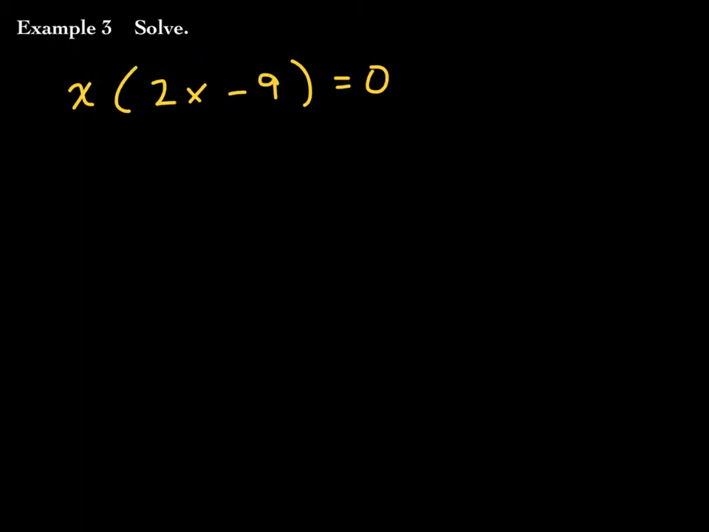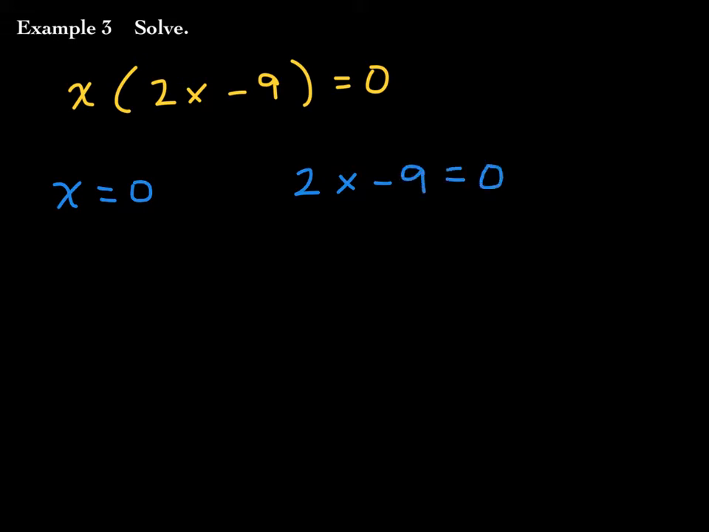x times 2x minus 9 is equal to 0. Now, it must be clear to us that there are two factors. The first factor is a monomial factor, right? And the next one is a binomial factor. We can still use the principle of zero products and say that either the first factor is 0 or the second factor is 0.